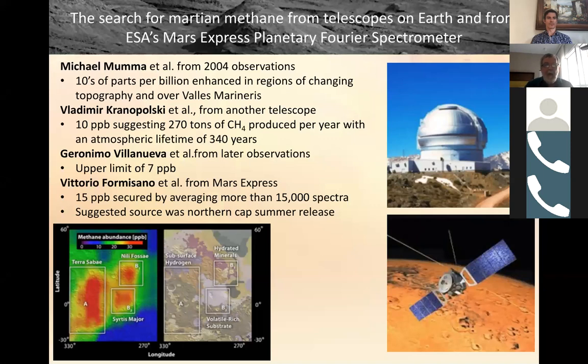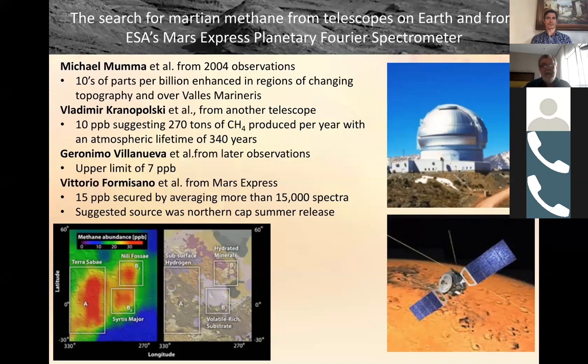But it all got very interesting even before MAVEN, even before Curiosity, when there were observations from terrestrial telescopes, which are really difficult, looking for methane on Mars. It's difficult because from these telescopes, such as the one you see on the right from Mauna Kea, you have to go through the Earth's atmosphere, which has many, many more times methane, and see what's coming from Mars.